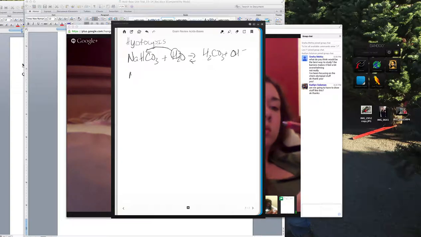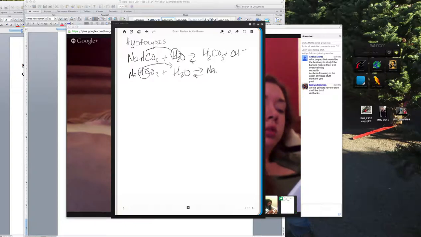Now, you can go the other way as well. And this time the H gets donated over here. And it just depends on the conditions and what you're asking for, but this is the whole amphiprotic thing. You get Na2CO3 plus H3O plus. So hydrolysis is just the breaking up of water. You have an H plus and an OH minus. So the H can go one way or the other way, or you can add water to it. Hydrolysis is, you know, you're creating different situations, but that's basically what's happening with hydrolysis.